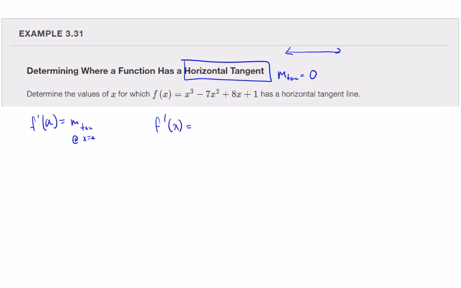Okay, so we're going to first find the derivative. So power rule, 3x squared, power rule, negative 14x, right? And then power rule, that's going to be 8x, or excuse me, just 8. And then the derivative of 1 is just 0, so that goes away. So the derivative of a constant is 0. All right, and so now I'm going to set this equal to 0.